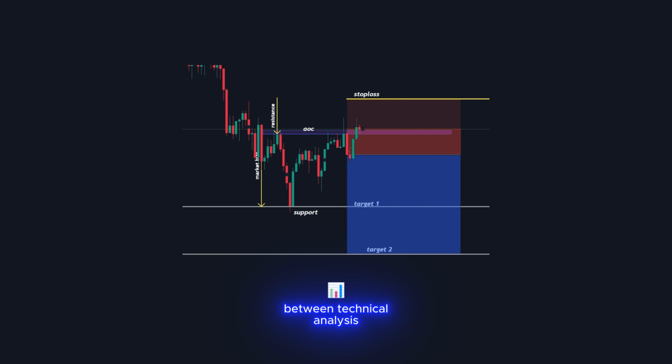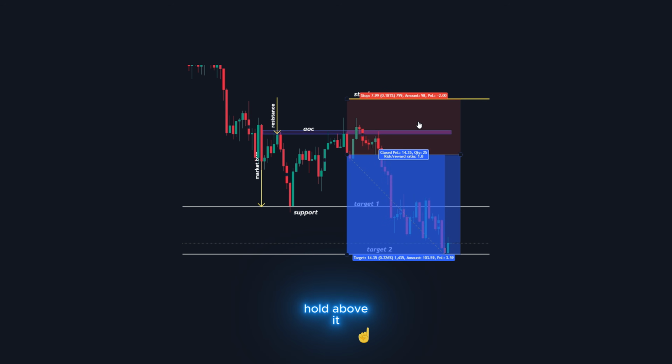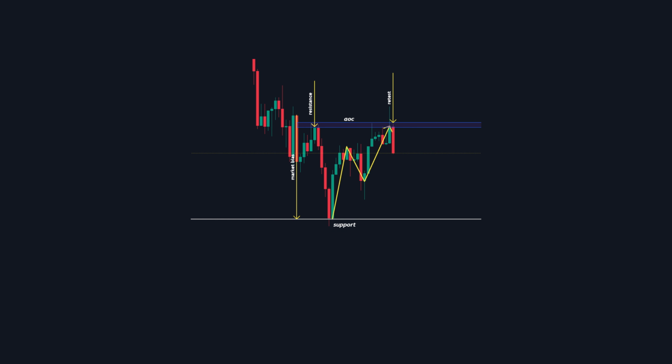That is the difference between technical analysis and guessing. Guessing says price touched resistance, so I sell. Technical trading says price touched the AOC, failed to hold above it, rejected the retest, and now my risk is clearly defined. That is why I like this setup. It is not about catching the top. It is about waiting until the market gives enough evidence that the pullback has failed. No chasing. No emotional entry. No selling just because a candle is red. Structure first. AOC second. Entry last.